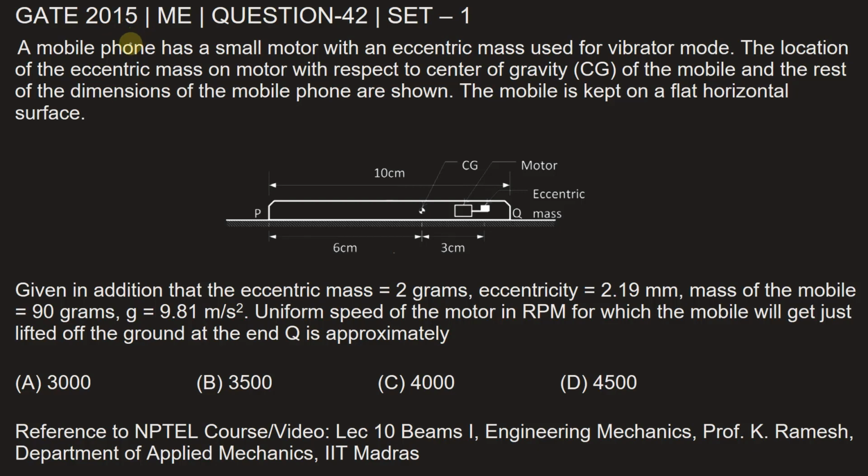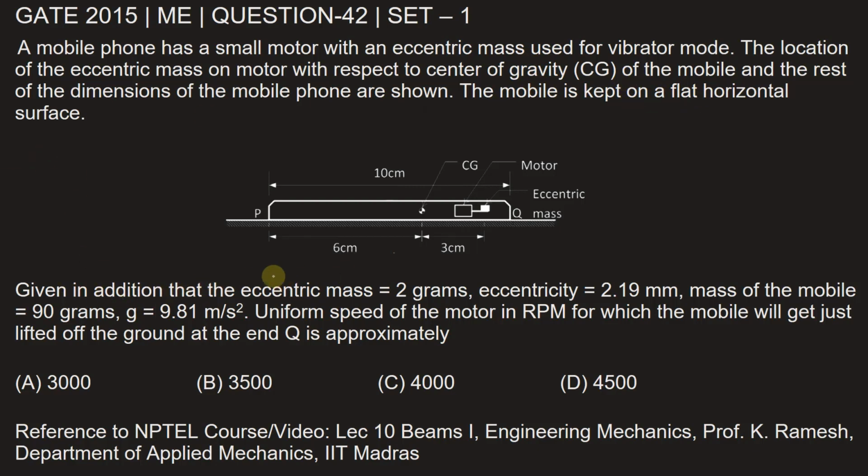This question is from GATE 2015, Mechanical Engineering paper, set 1, question number 42. A mobile phone has a small motor with an eccentric mass used for vibrator mode. The location of the eccentric mass on the motor with respect to the center of gravity, or CG, of the mobile and the rest of the dimensions of the mobile phone are shown in the figure. The mobile is kept on a flat horizontal surface.